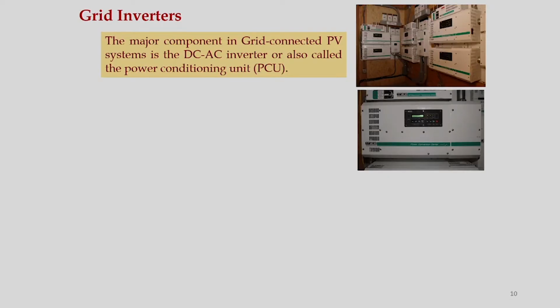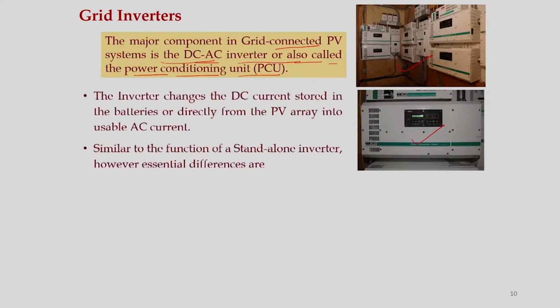Now, come to the inverter, which is one of the key components for functioning of a grid connected PV system. The major component in a grid connected PV system is the DC-AC inverter, also known as power conditioning unit or PCU. It looks something like this. These are photographs of the PCU. Already we know the function of an inverter. It converts direct current to alternating current.